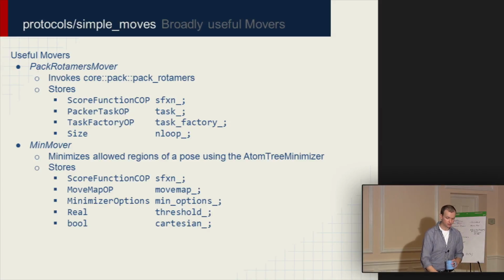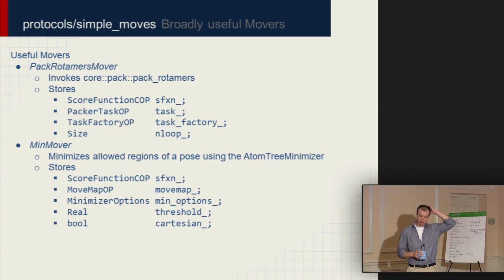Okay, so the min mover, using the atom tree minimizer, allows you to minimize certain regions of a pose. Okay, so again, the min mover holds a score function cop, just like the pack rotamers mover. It holds a move map, which describes what degrees of freedom are free to change during minimization. Has a minimizer options object. This should feel familiar. And it has this value threshold, which I don't remember what it does, but that's one of the options. And it has a Boolean variable, Cartesian.